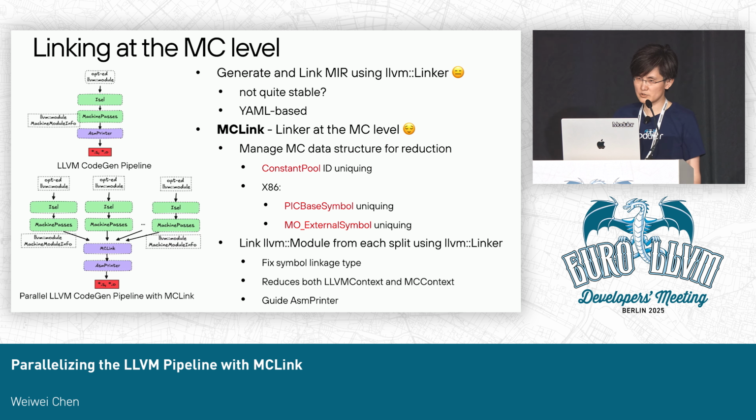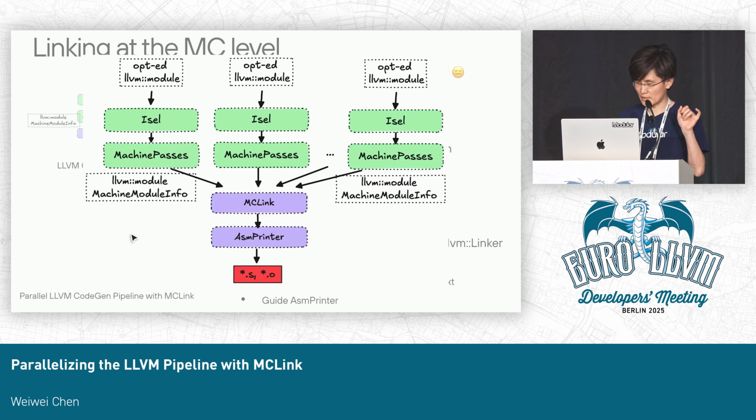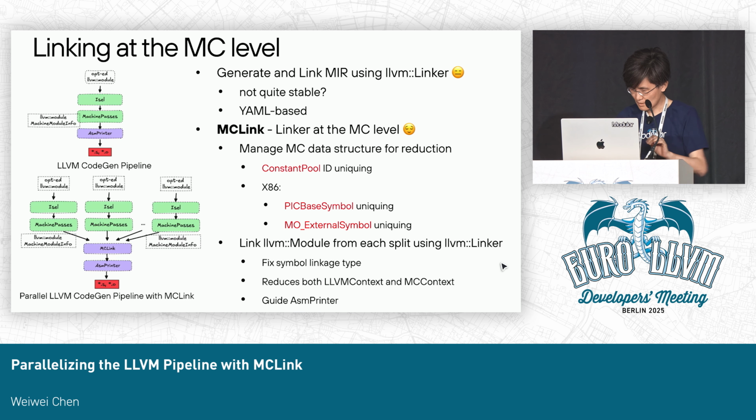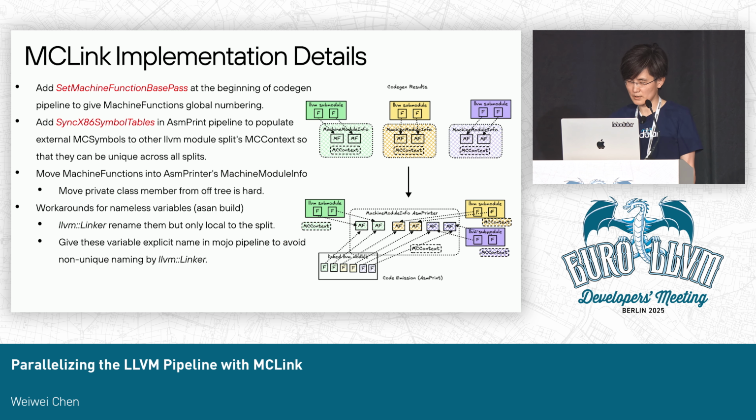And then we also need a linked LLVM module to guide the ASM printer for the final printing. So we still use the LLVM linker to link the LLVM submodules into one linked version. And we can fix the symbol linkage type in the linked version, which will solve the symbol linkage type change problem. So eventually, we can use this linked LLVM module to guide the ASM printer for the code emission.